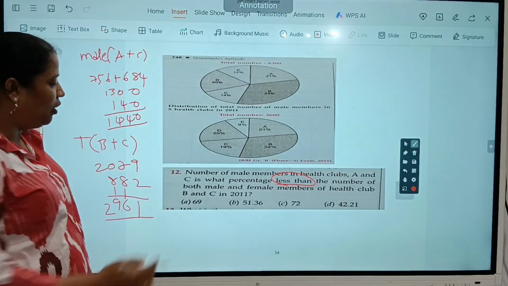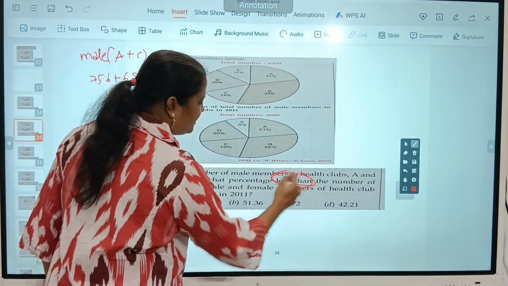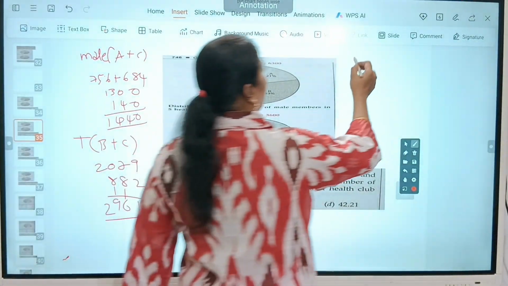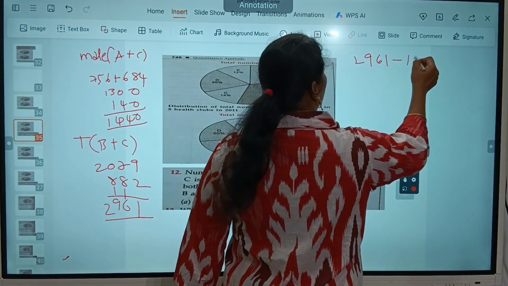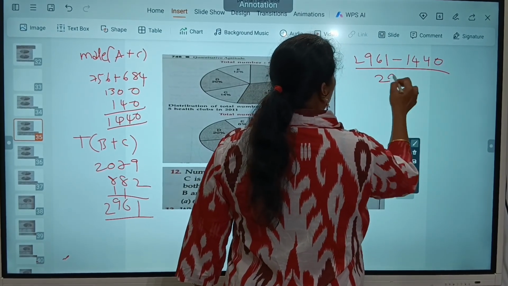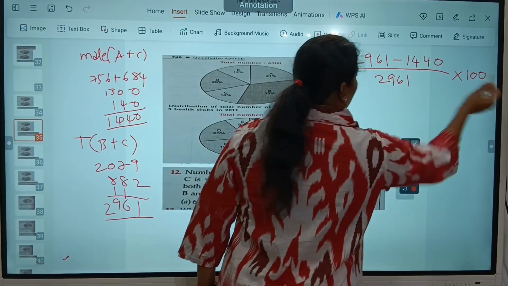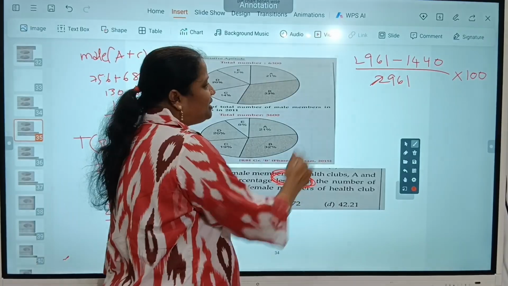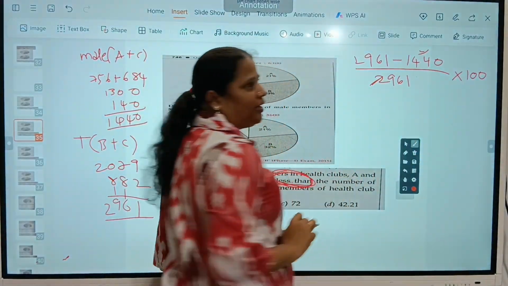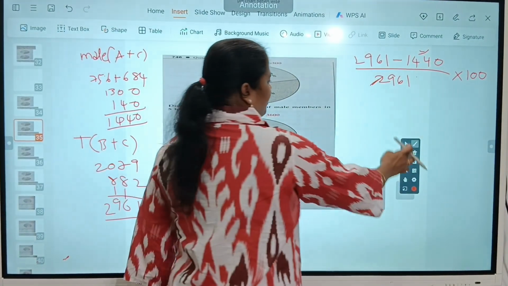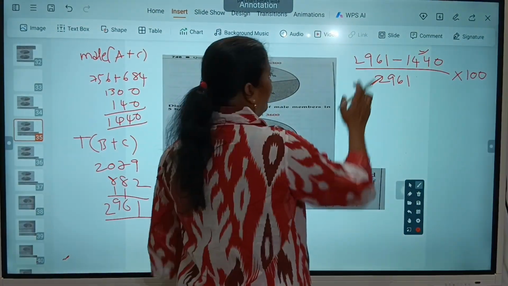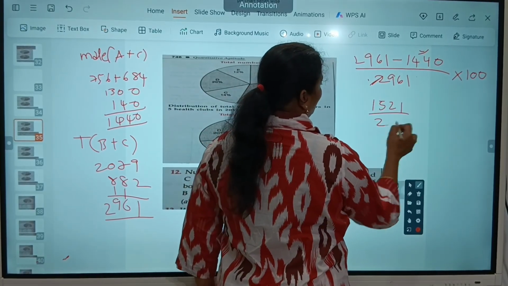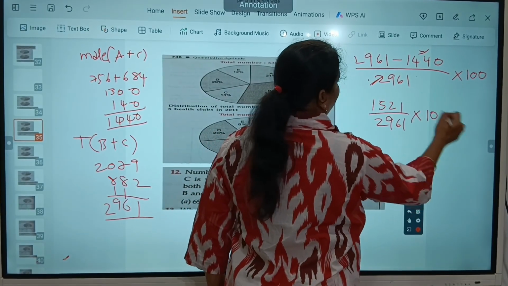Now what we have to do, what is asked in this question, what percent less than? Less than or more than means what formula we have to apply? Higher value minus lower value by 2961 into 100. Okay, less than given means we have to apply higher value in denominator. If more than given means we have to apply lower value in denominator. This you have to remember. Okay, now we will do the calculation. 2961 minus 1440, it gives 1521 by 2961 into 100.